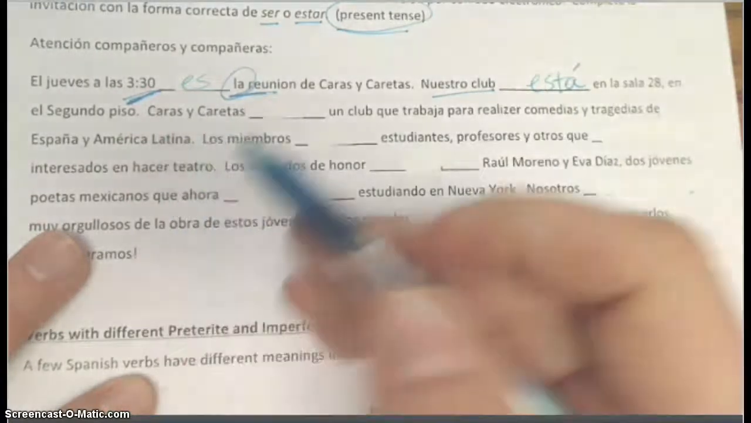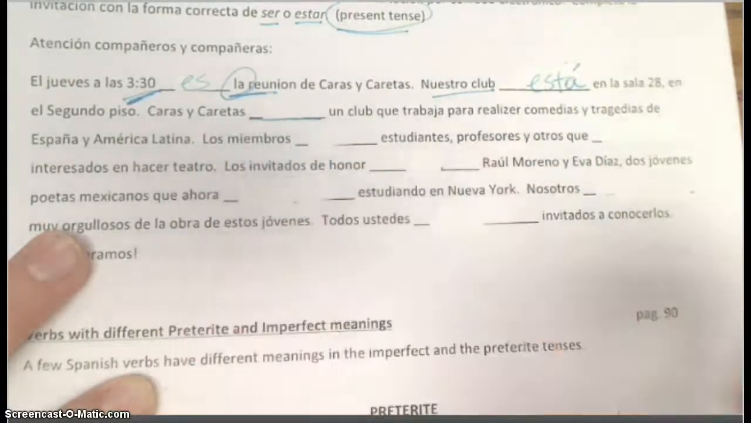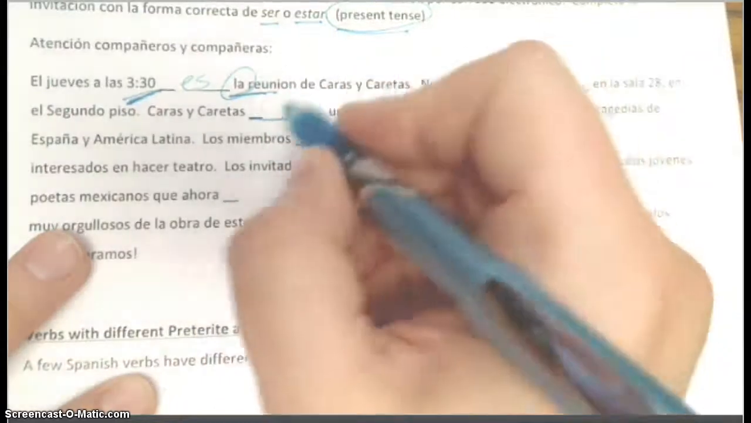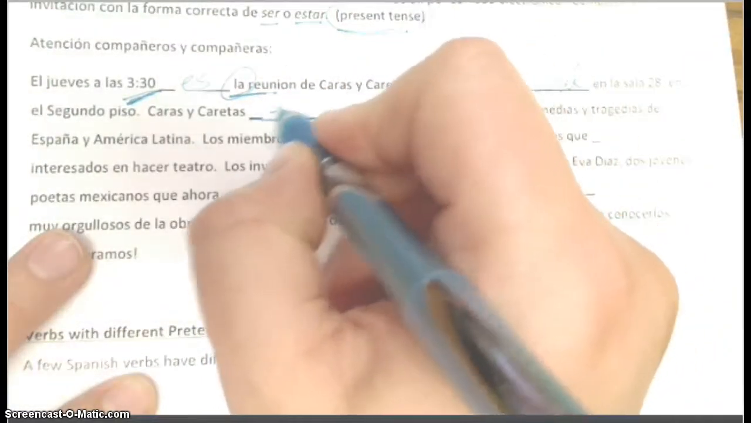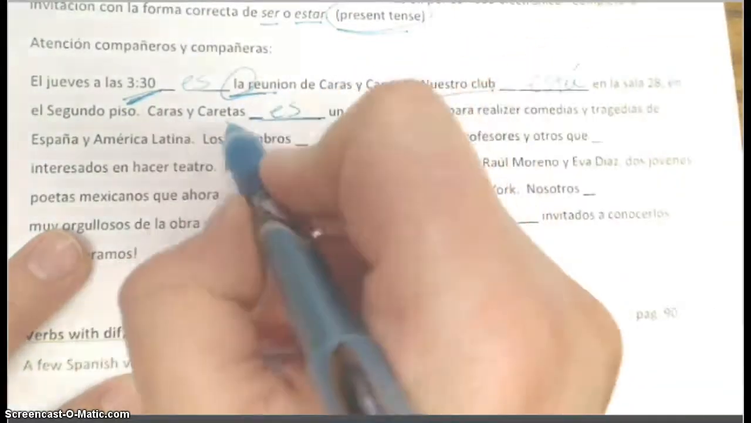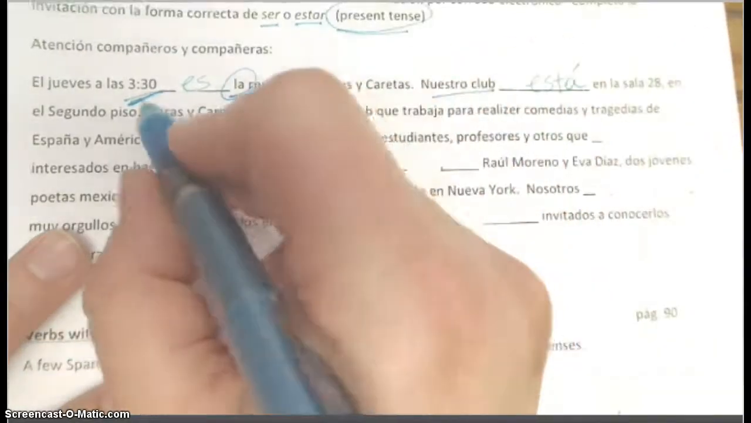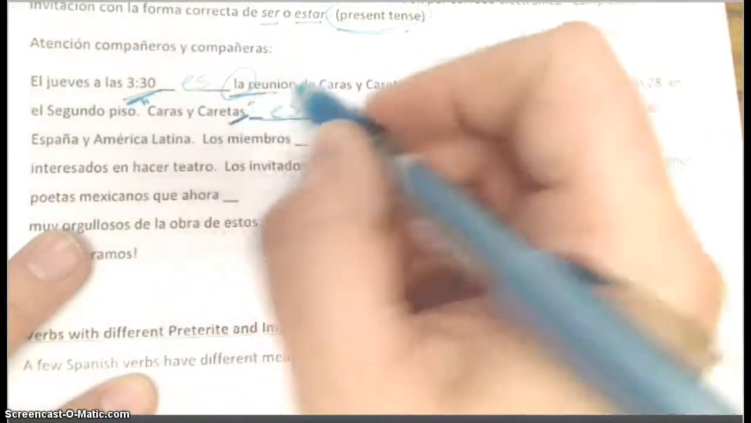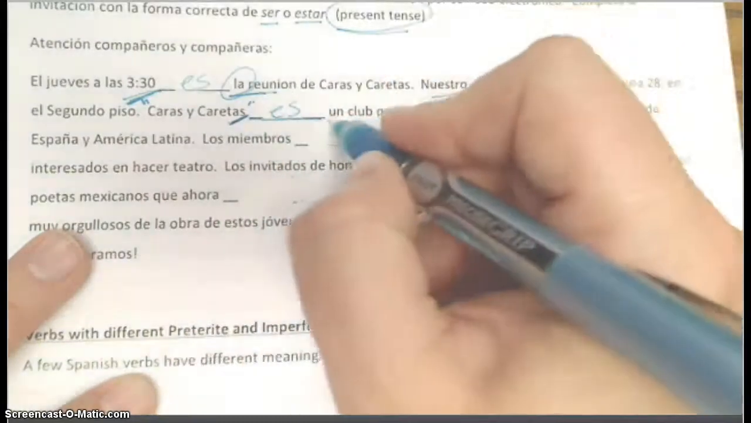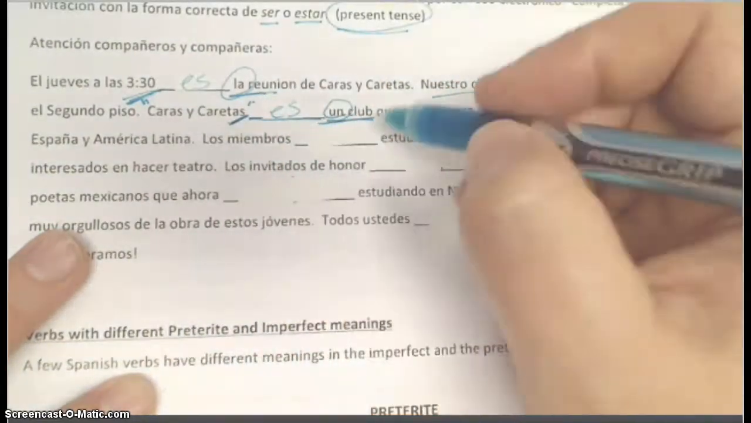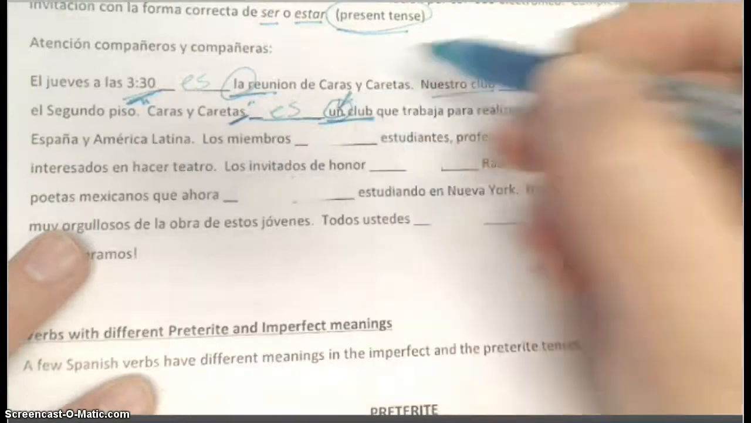Moving on, Caras y Caretas, blank un club. It's a club. I'm telling you what it is. So that's a permanent characteristic. And even though this ends in an S right before the blank, it's a club called Caras y Caretas, so it's not actually plural. And it says after the blank, un club. Un was your big hint there as well.